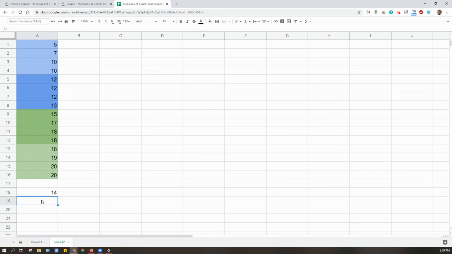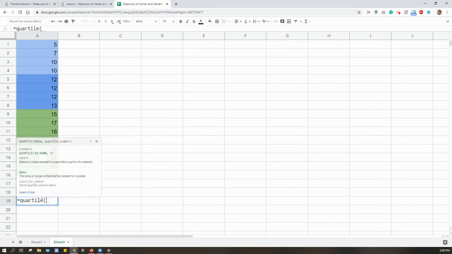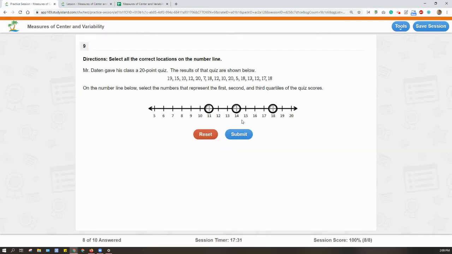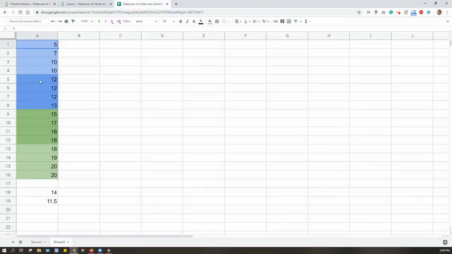This quartile thing is a little different. If I say equals quartile, and I wanted to calculate a quartile for A1 through A16, and I calculate the first quartile, you might notice a problem. It says 11.5 because Google Sheets uses the median, so it's including the number 14 in there. That's what the problem is. So it should be 11 if you're calculating the median of just the lower half of values. Some calculations use the median to find the quartiles, and some don't. Study Island doesn't want you to use that median 14. It just wants you to take a look at the lower half of values, which are 5, 7, 10, 10, 12, 12, 12, 13. And notice that the first quartile would be between 10 and 12, which is 11.